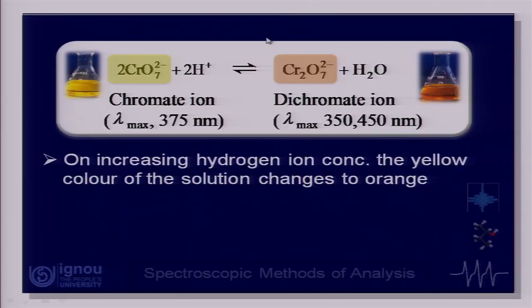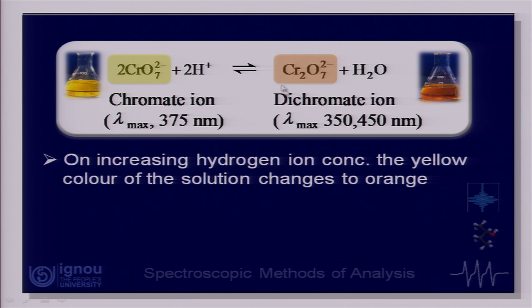Okay. So, what happens in this case? If I want to measure the concentration of chromate ions or of dichromate ions in a given solution, I have to be very careful about the pH of the solution, because if the pH is not maintained properly and there is an excess of hydrogen ions, I will find that part of the chromate ions which I want to measure gets converted into dichromate ions, and there is an error in the measurement.